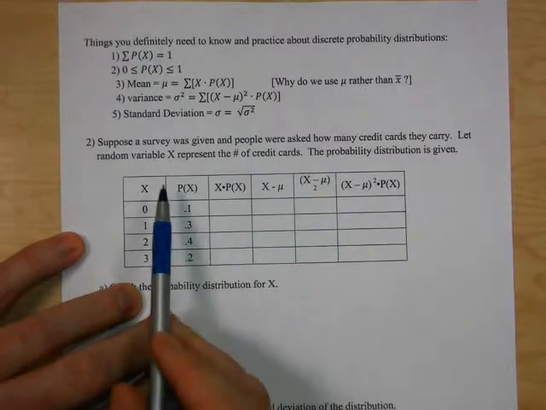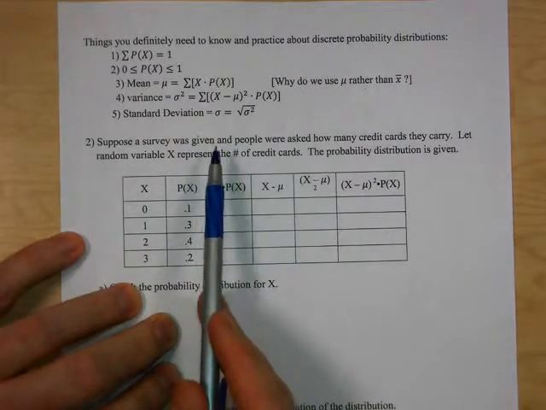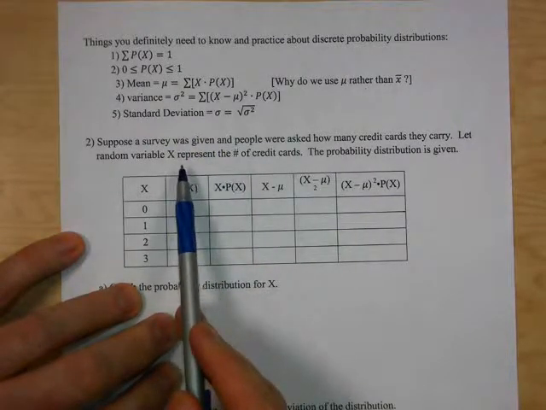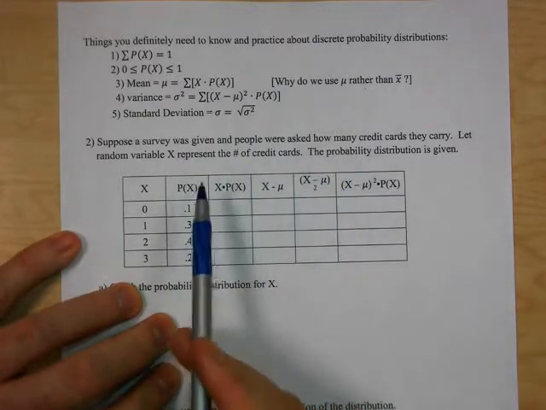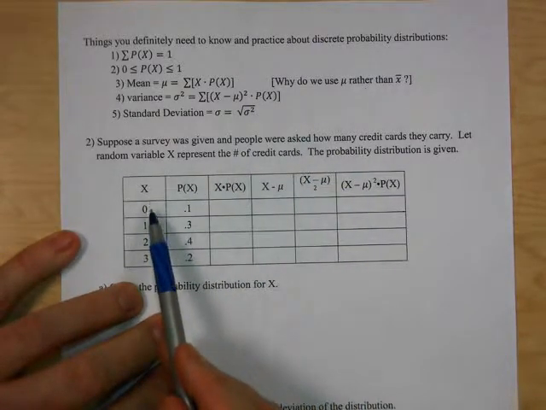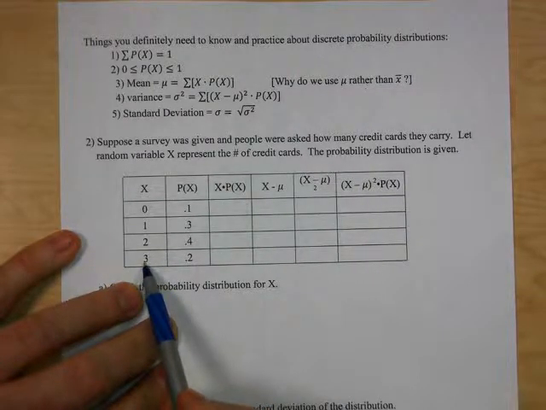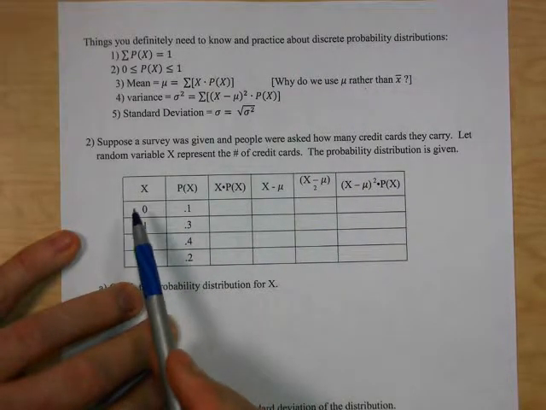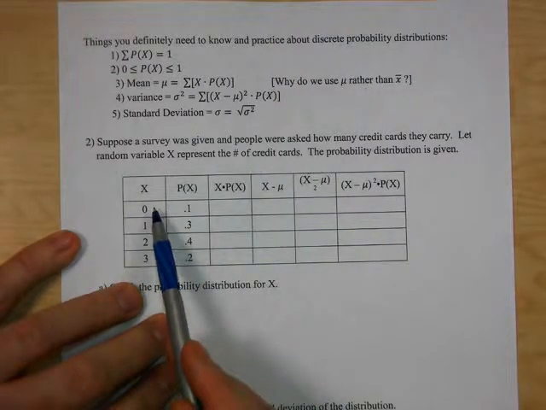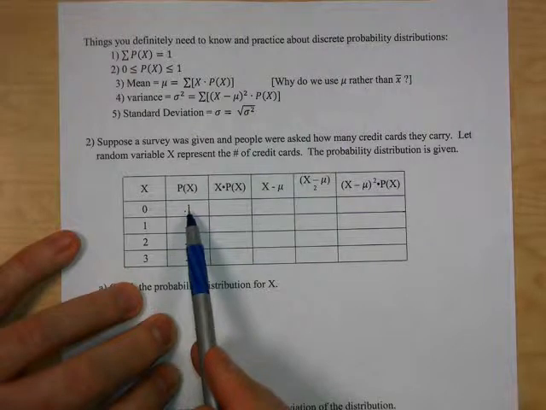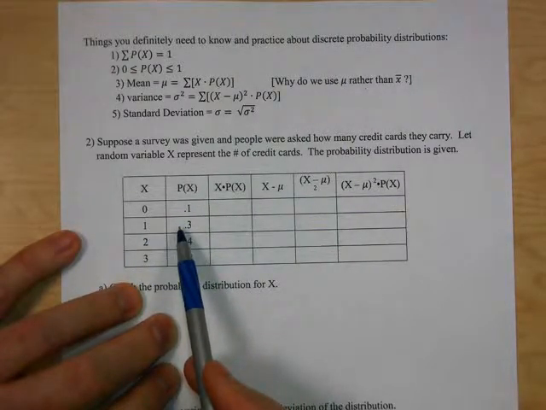Okay, so example number 2. A survey is given, and the people are asked how many credit cards they carry. Let random variable x represent the number of credit cards. The probability distribution is given. When you look at these x values, they represent the number of credit cards that somebody carries. So the only possibilities in this population we had were 0, 1, 2, or 3. The probability someone has 0 credit cards is 0.1. The probability someone has 1 credit card is 0.3, and so on.